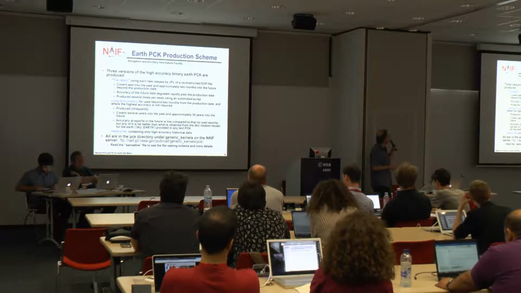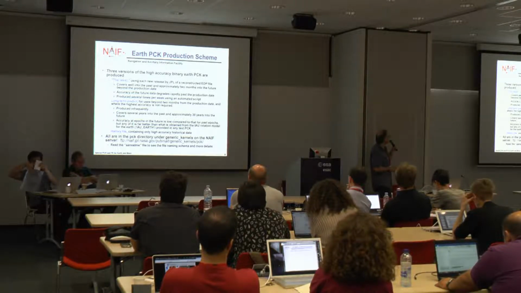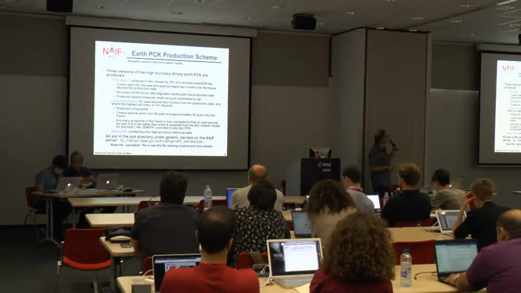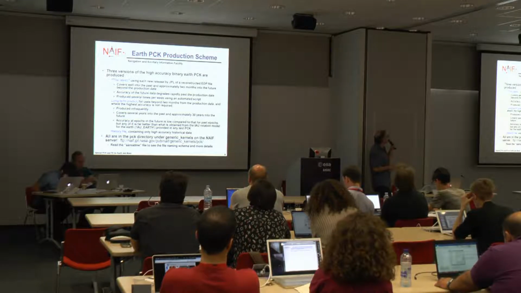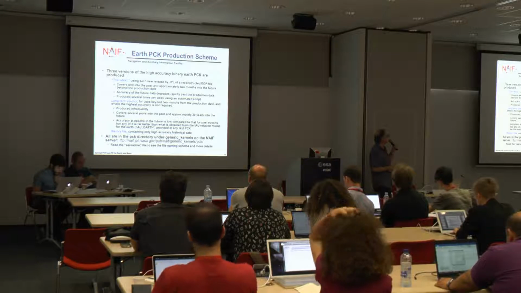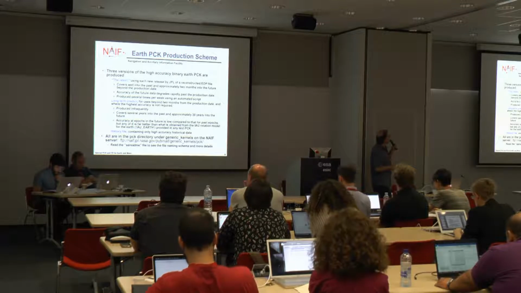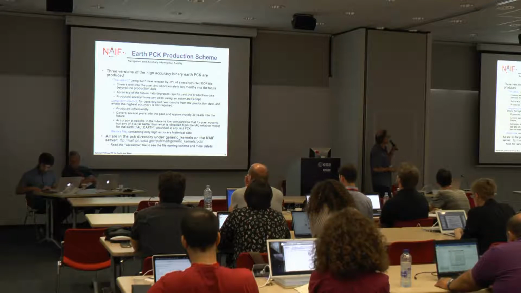There are 3 versions of the high accuracy binary PCK. The latest uses each new release by JPL of a reconstructed EOP file, and this is normally created on a daily basis. The JPL team that produces the EOP file updates it daily most of the time. Sometimes there are delays, and NAIF has a cron job running that simply locates that file and creates a new PCK from it. So it says several times per week, but this is actually normally daily.